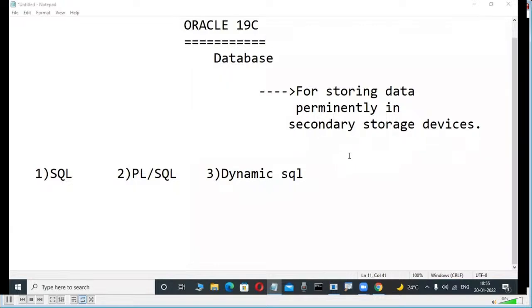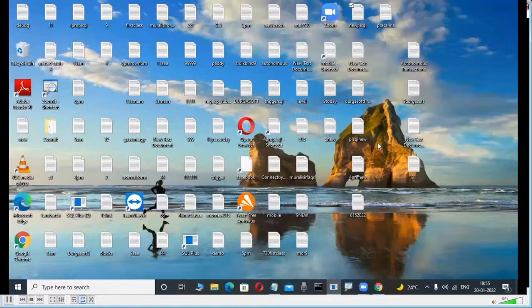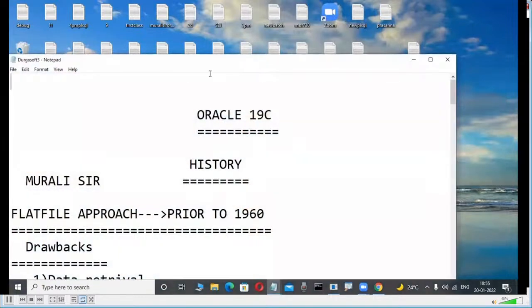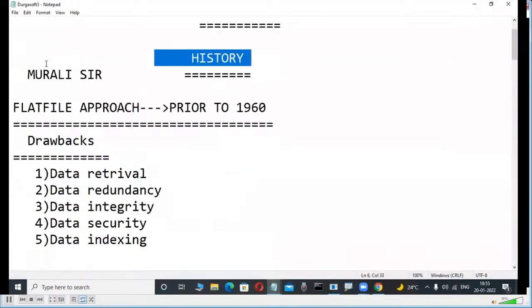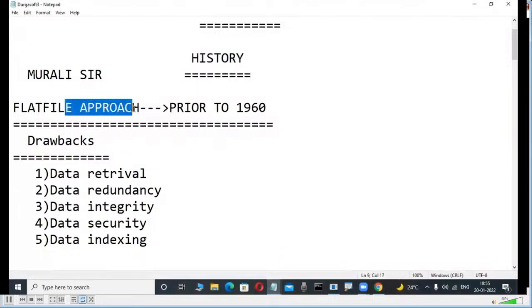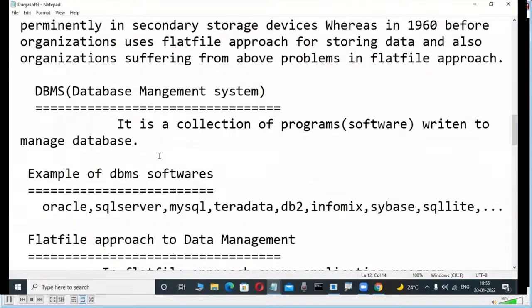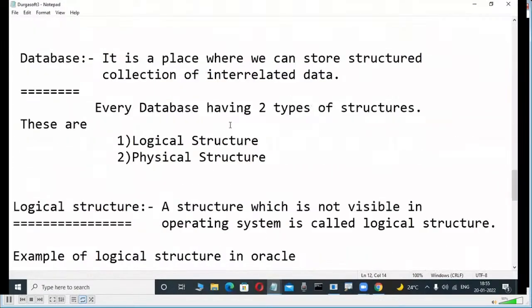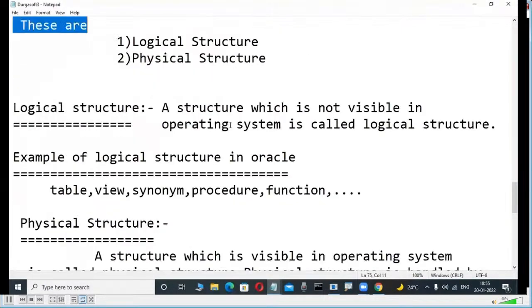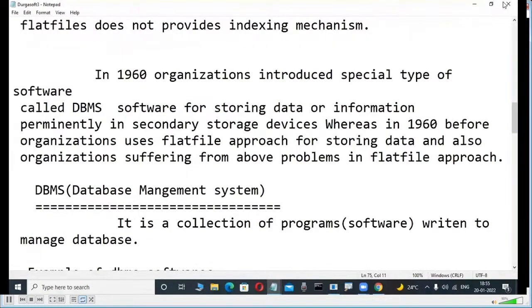In this course, we are covering SQL, PL/SQL, and dynamic SQL. One of these days, history also we are telling. Not Murali Sir's history, database history. In the olden days, the flat file approach was there. What are the drawbacks, in the middle of the course we are learning. Then what is a database? What are DBMS and RDBMS, what are the differences? These are all the things we are learning one of these days.